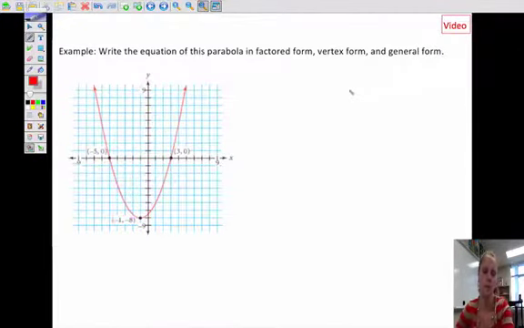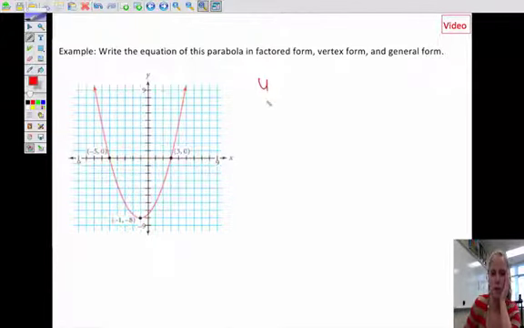Right? So for this example, we're asked to write an equation of the parabola in factored form, vertex form, and general form. Okay? When we have a picture here, I would say it's easiest to either go with factored form because we know our roots, or vertex form. With both cases, we're going to have to think about our scale factor and be testing that as well. So I'm going to go ahead and write this in vertex form.